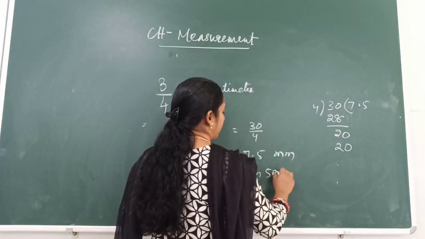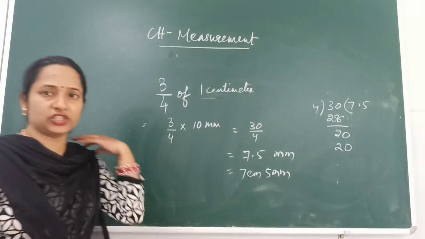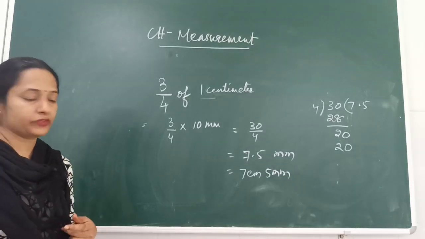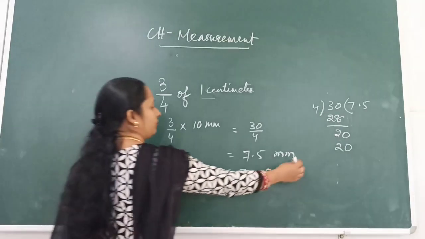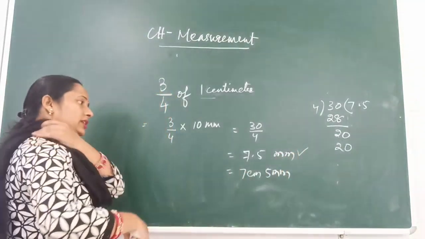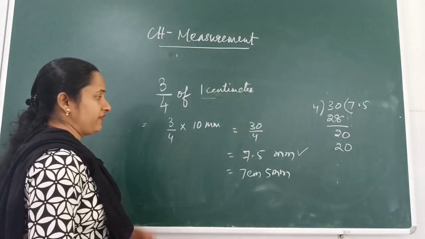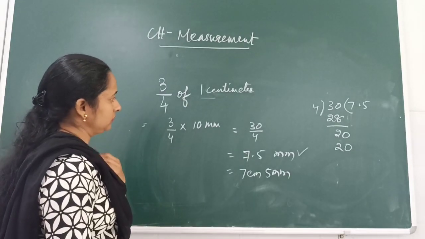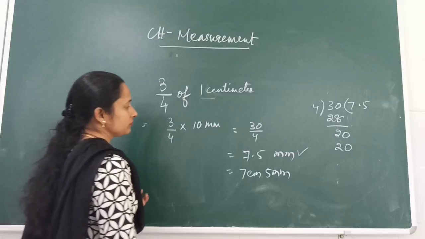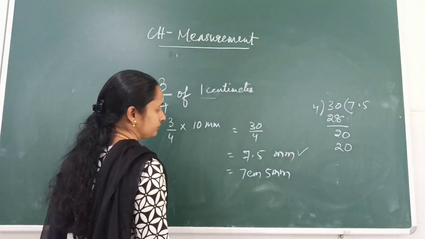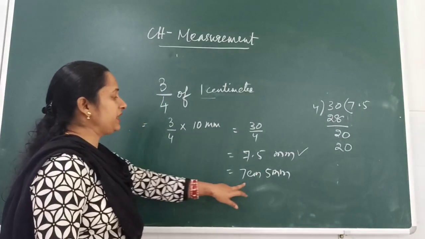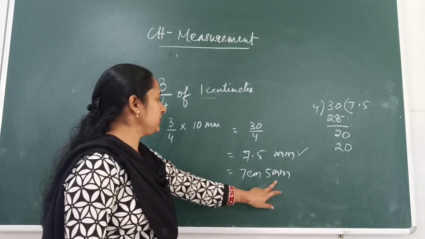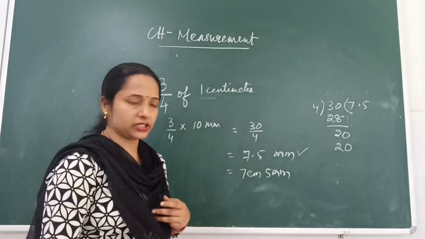Now 7.5 millimeters is equivalent to 7 centimeters, 5 millimeters. So this is the solution for your question number 4. In decimals the value will be 7.5 millimeters. That can be written as 7 centimeters, 5 millimeters.